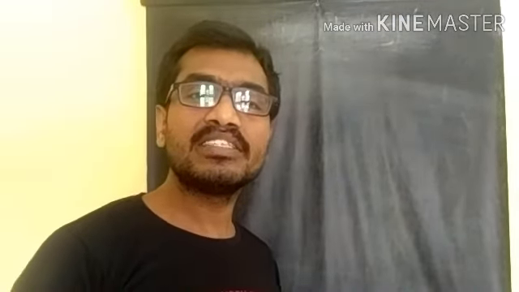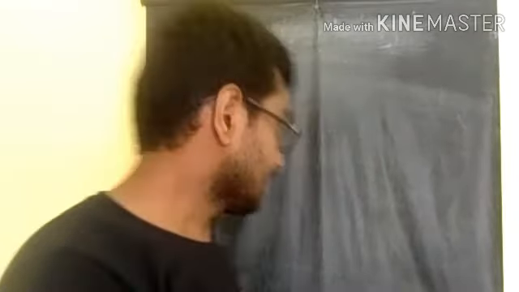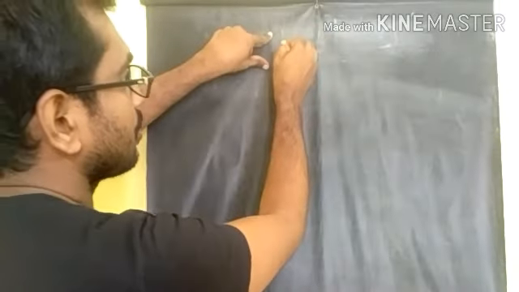Hi guys, so today we are going to learn the structure of nephrons. Nephrons are the tiny structures present in kidneys, and these are responsible for the formation of urine. Okay, let us see the structure of a nephron.